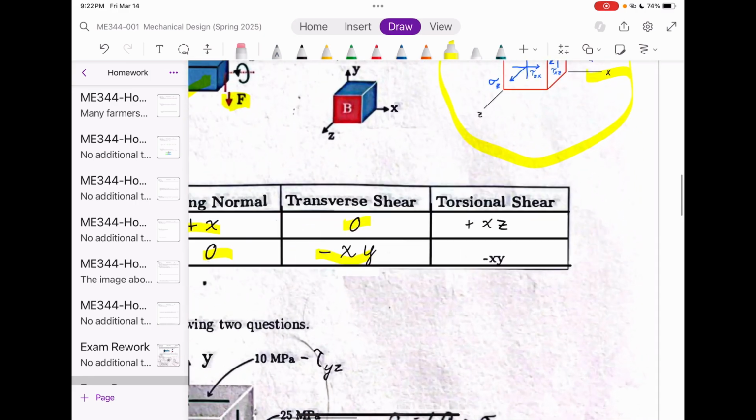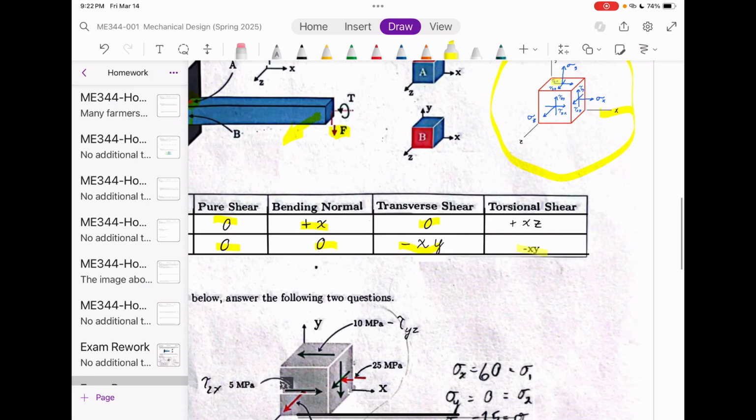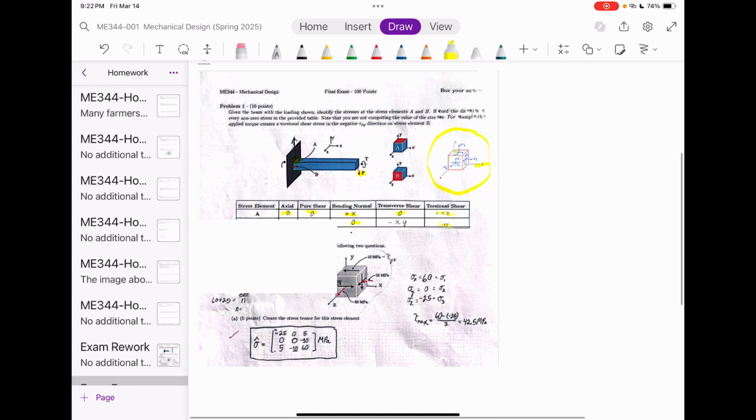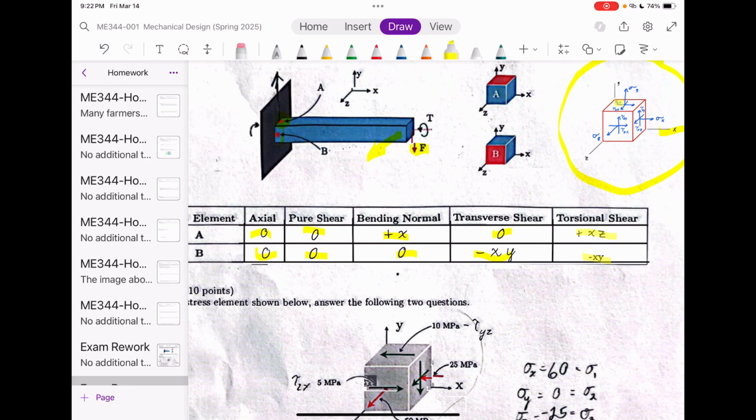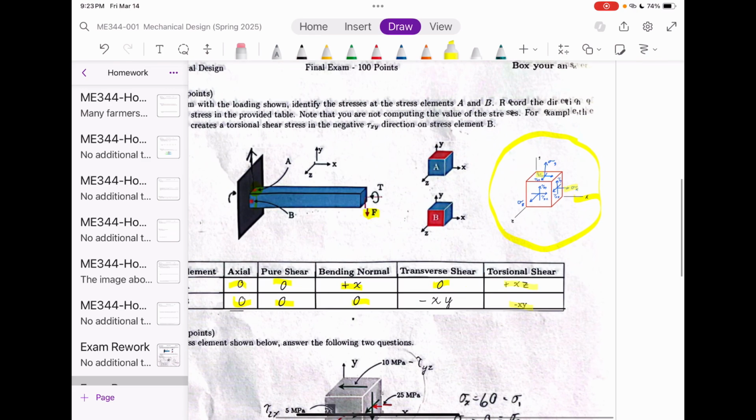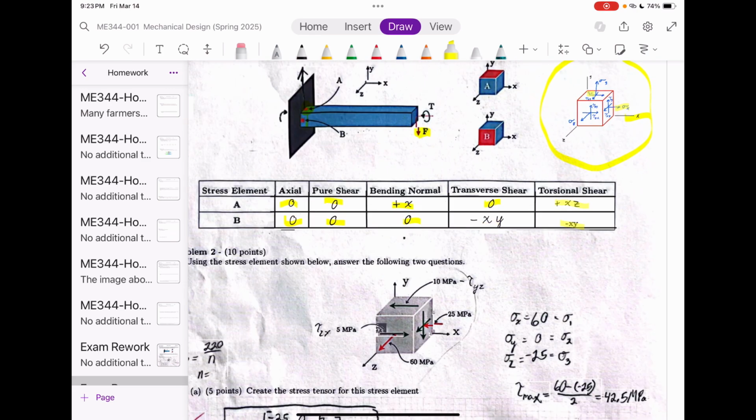The very last step gives us the torsional shear for B, and then we have to solve for the torsional shear for A. When I solved this on the test, I actually flipped the sign for the torsional shear and assumed that it was negative. That was a mistake, like I mentioned before, because I didn't have this stress cube, and I mixed up my right-hand rule.